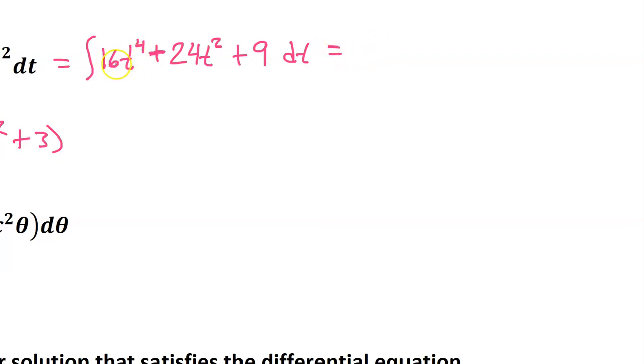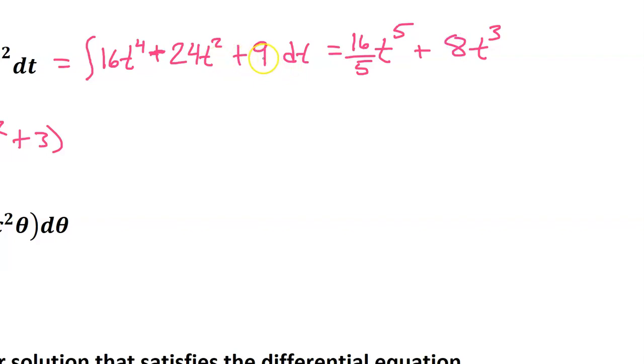So doing the power rule of integration, we add 1 to the exponent here, so we're going to end up with t to the 5th power, and then we divide by that new exponent. So I'm going to end up with 16 fifths. And then similarly here, I'm going to add 1 to this exponent. That's going to be 3. So I have plus t to the third power. But then I divide by that power. 24 divided by 3 is 8.